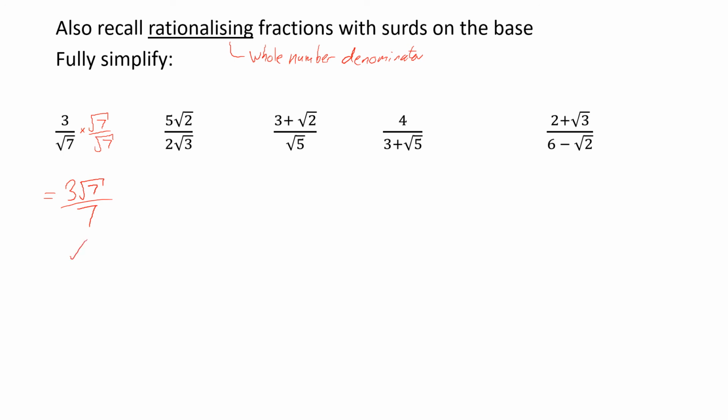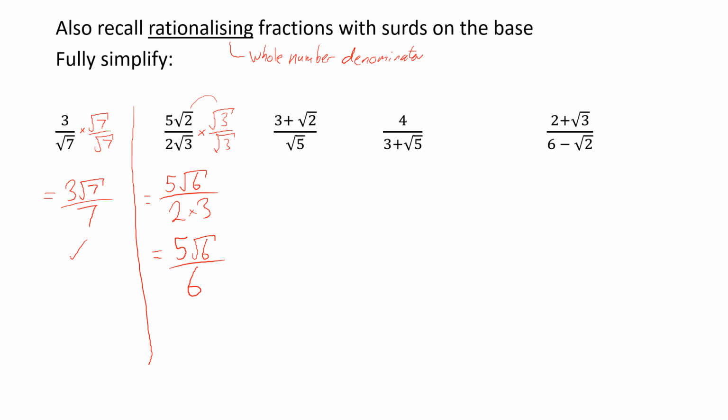Second one. We could times the top and the bottom by 2 root 3, but we don't need to. You only need to times by the surd that's on the bottom. So we're just going to times the top and bottom by root 3. So the top of this will end up with 5, and then root 2 times root 3 is root 6. On the bottom, we'll end up with 2, and then root 3 times root 3 is 3. We can simplify that a little bit. We can say we've got 5 root 6 on the top, 2 times 3 is 6 on the bottom, and then that's as far as that will go. Denominator is a whole number, so we're sorted.